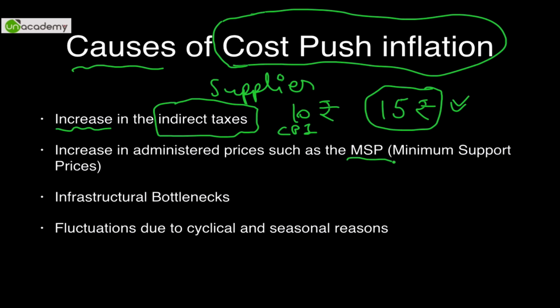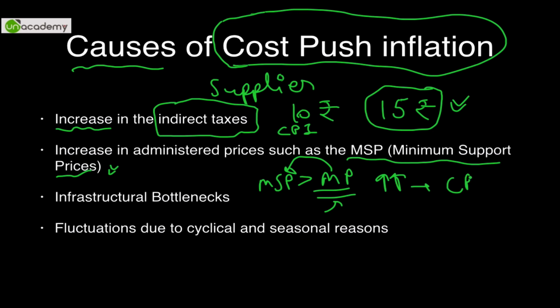Similarly, if there is a minimum support price, the supplier will obviously, if the market price is below the MSP, go to the government and sell at a huge price, which is not the market price, mind you. If MSP is more than the market price, then the goods will not go to the market. Then the market will have to buy from the MSP buyer, the price will go up, and this will again lead to cost push inflation.